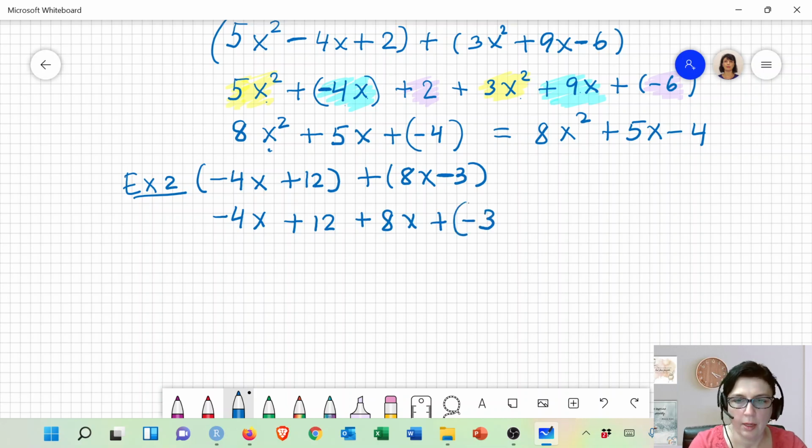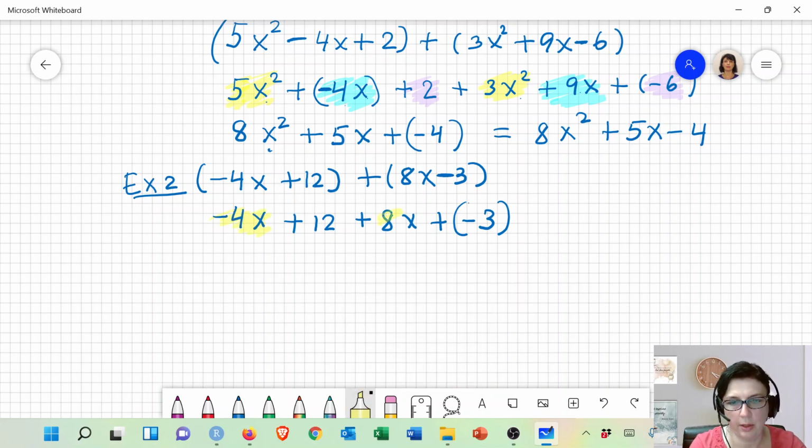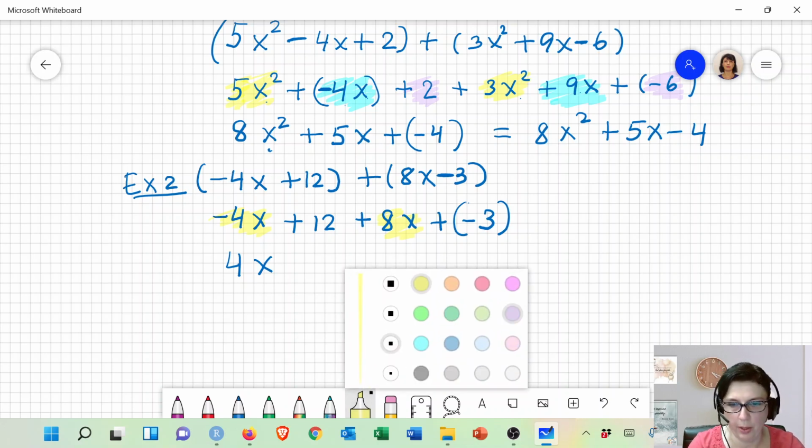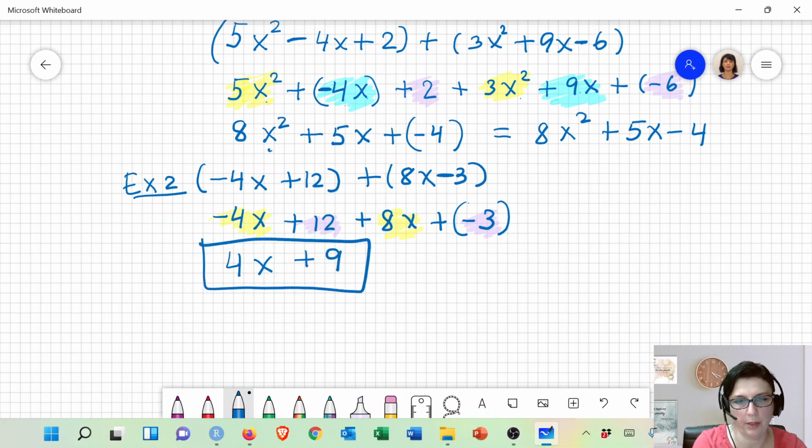Okay. So now let's combine like terms. So what are the like terms here? Well, we got negative 4x and we got 8x. So it's like somebody took away 4 bananas and gave you 8 bananas. So that would give you plus 4 bananas, right? Minus 4 plus 8 on a calculator would be 4. Okay. And then we're going to do the numbers. So what are the numbers? Well, we have plus 12 and then minus 3. So 12 minus 3, that's plus 9. Okay, so that's your final answer here.